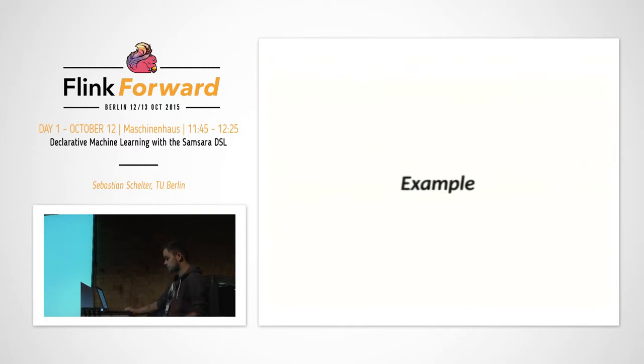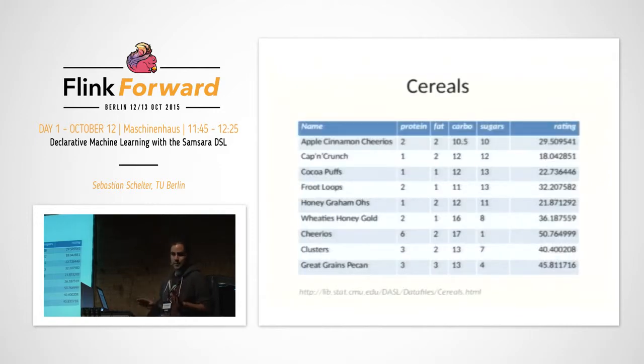And I think the easiest way to get a feeling for this Samsara DSL is to simply look at an example. So we'll do a very simple example. You shouldn't put this into production. There's also a lot of things that I'm leaving out here, but it's just so that you get some kind of feeling of how this works. So in this example, we have a very small data set of cereals. And for every cereal, we have a few numbers that show the weight of some kind of ingredient, like protein, fat, carbohydrates, and sugars. And we have some customer rating that somehow denotes how much the customers like this type of cereal.